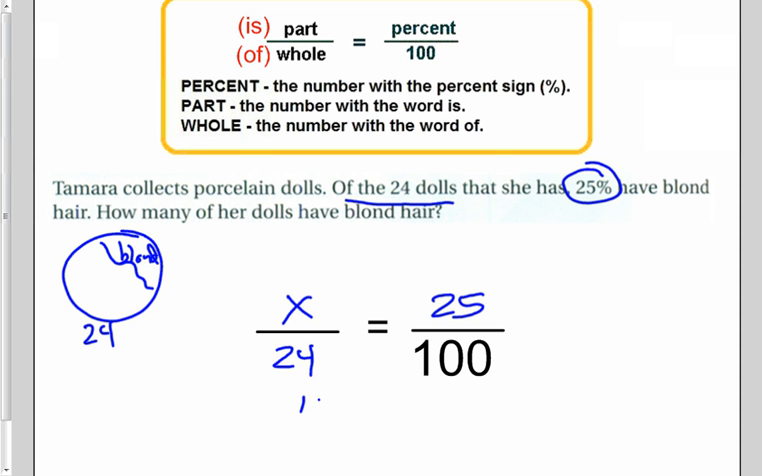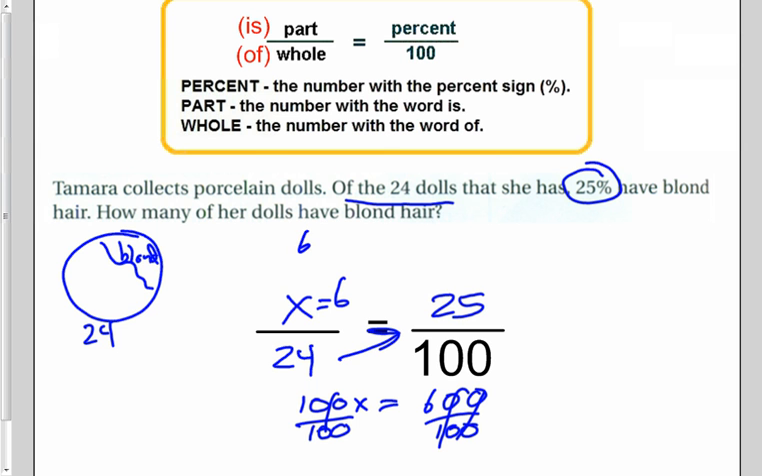So we'll do 100x equals 24 times 25, and that's equal to 600. Divide by 100 to both sides, and x is equal to 6. So let's answer that in a complete sentence. 6 dolls have blonde hair.